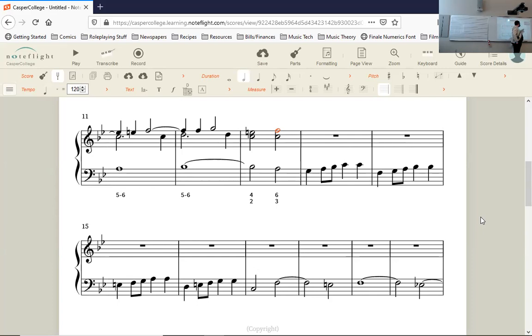F, B, E, A, D, G, C, F. What's the pattern in the bass?